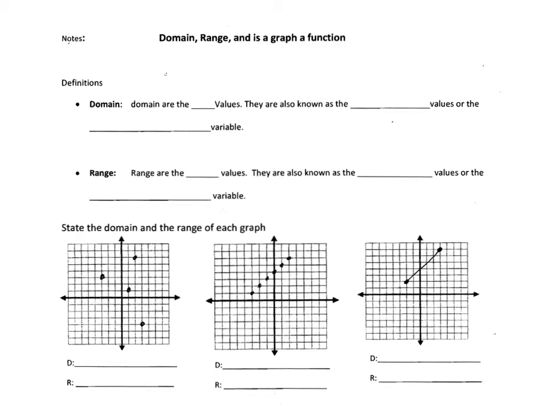There are 2 different matching portions, so there's nothing you have to write down. You just get to go in and do a matching game for the domain and range. And then it'll automatically submit to me when you are done.